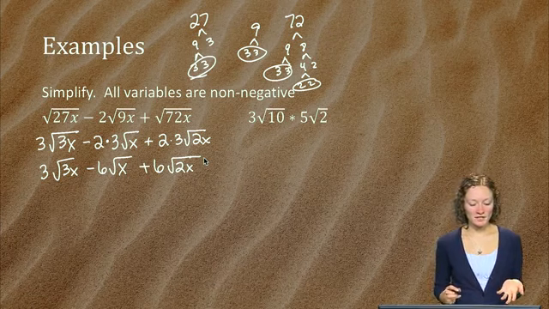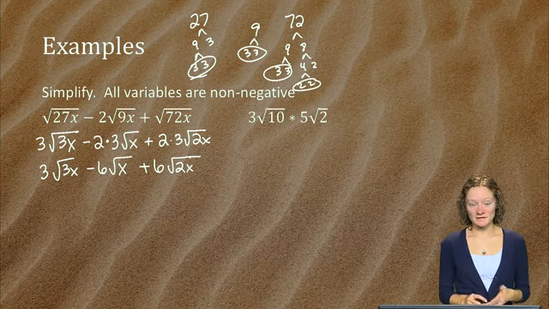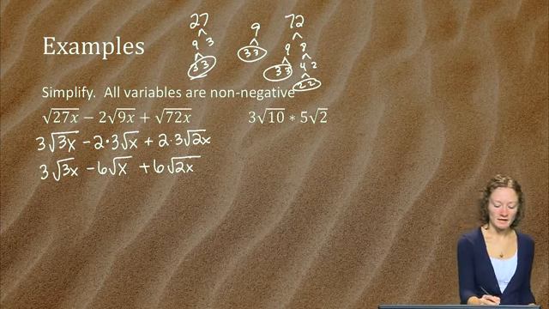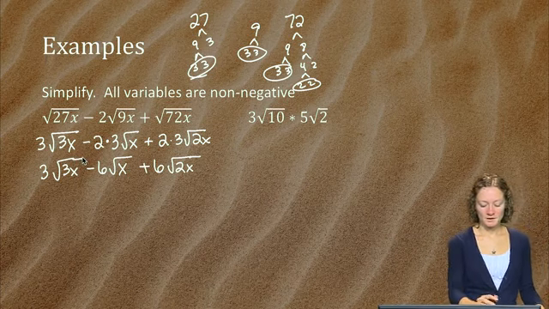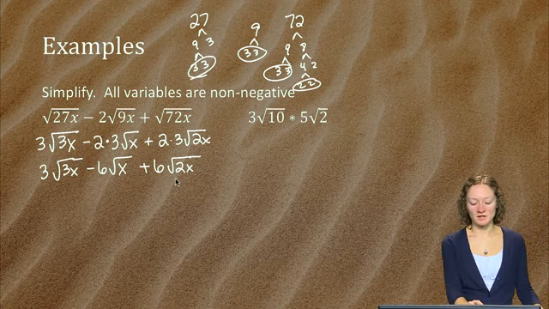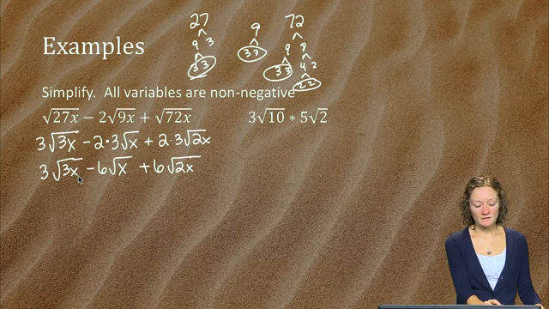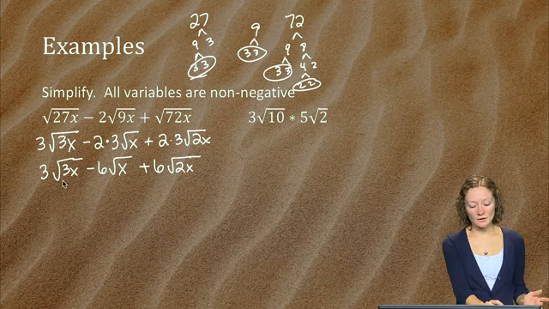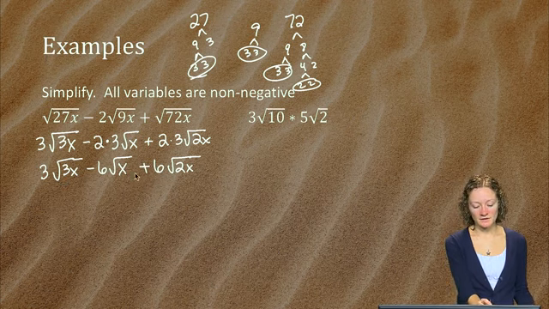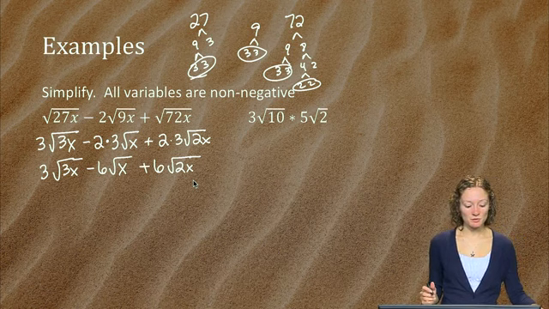Okay, so we simplified each one. Is it possible now to add them together? Are they like radicals? Well, they're all square root, so that's good. But the inside stuff is different. While they all do have an x, they don't have the same coefficient. They need to be completely identical inside the radical. 3x, x, and 2x means there's nothing else you can do with this problem.